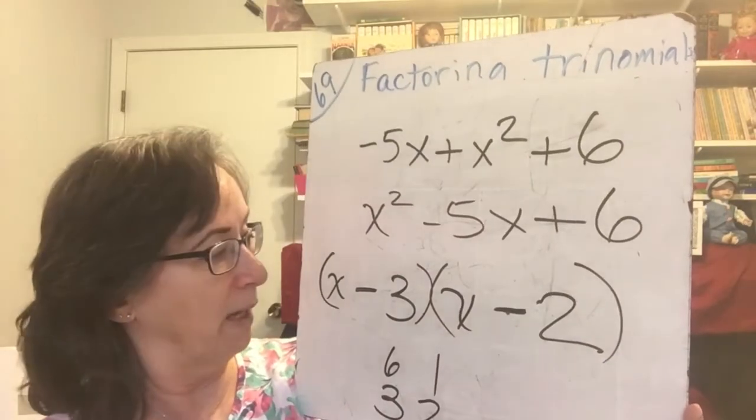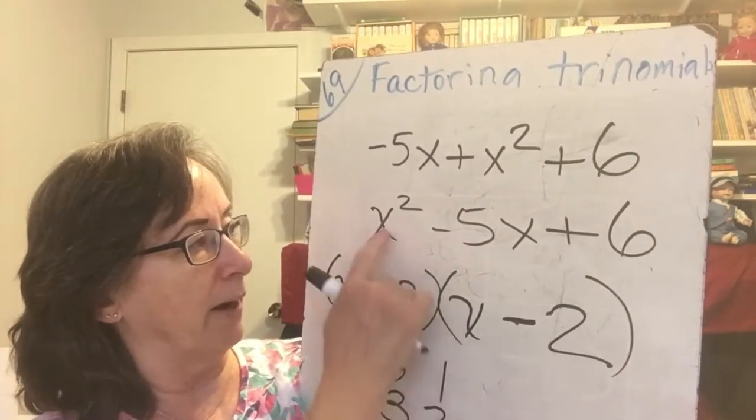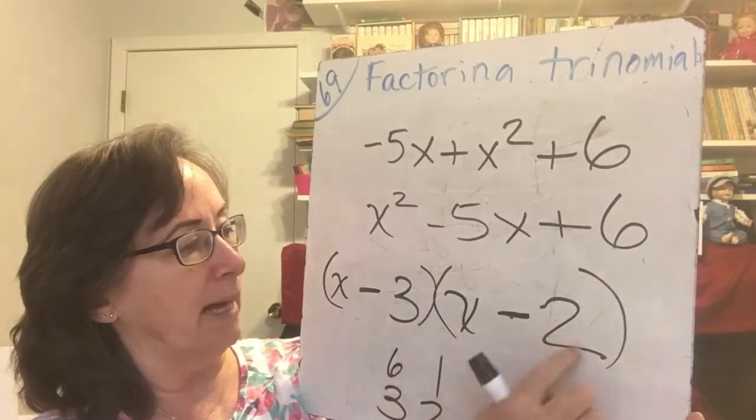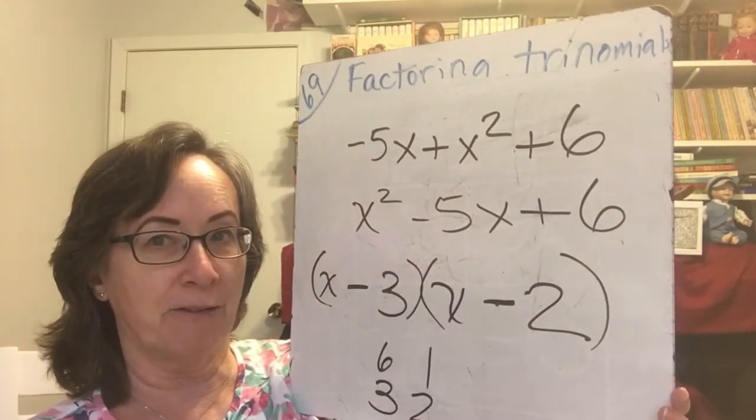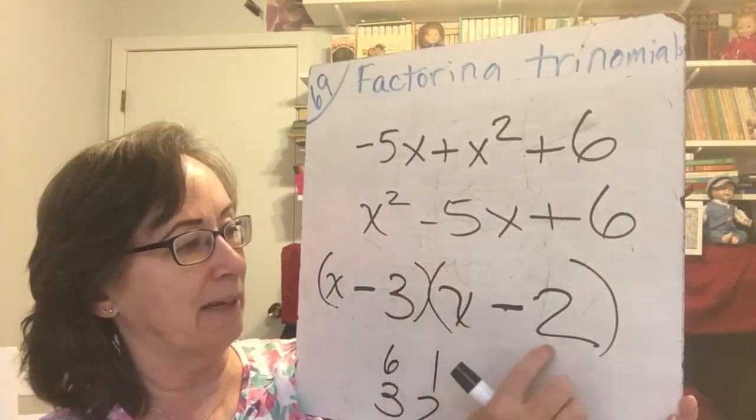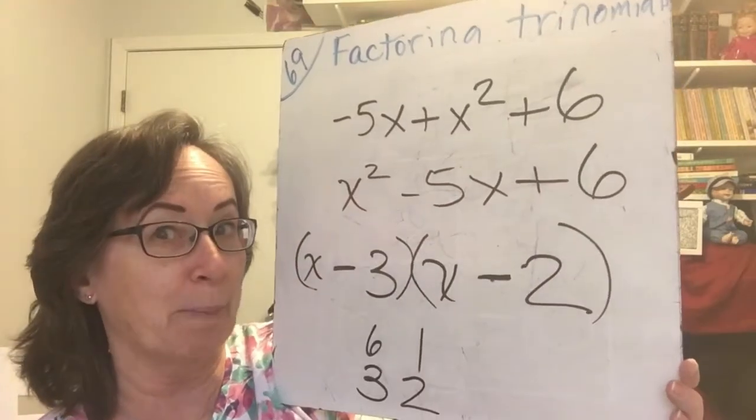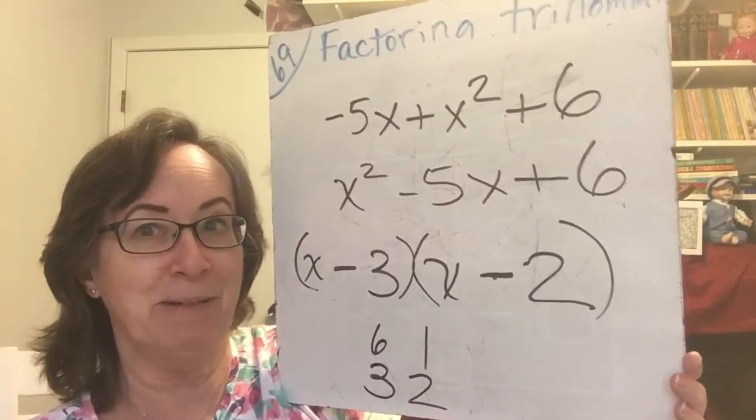So let's FOIL and check it. So x squared, negative 3x and a negative 2x gives me a negative 5x, and my negative 3 times my negative 2 gives me my positive 6, and I'm done.